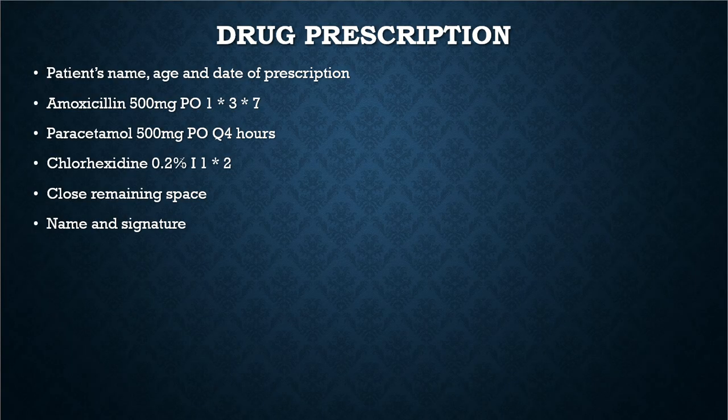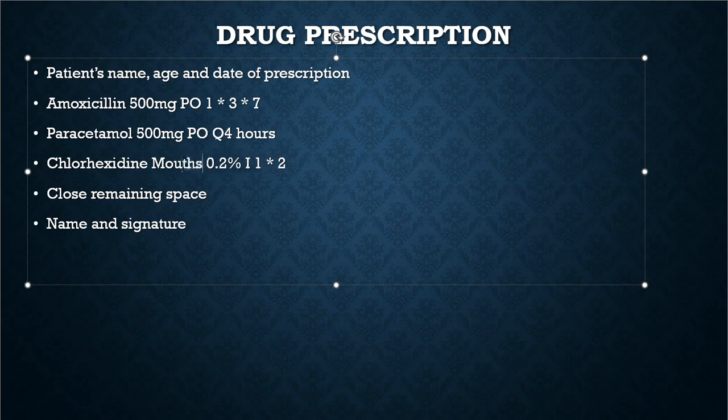Okay? Chlorhexidine, 0.2 mouthwash. We need to say that it's a mouthwash. So chlorhexidine should be specified. 0.2%, 1 by 2. Okay, 2 times daily. We close the remaining space, so we should not allow the patient to add another drug, and the name and the signature.